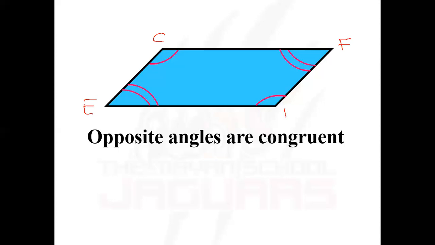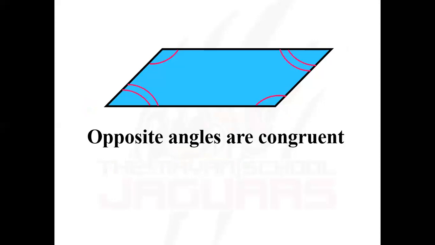So here we have four vertices. The vertices are the angles. It's exactly the same idea: angles E, C, F, and D. Here we can say that angle E is congruent with its opposite angle. In this case, the opposite angle is angle F. So angle E and angle F are congruent. And also angle C and angle D are opposite. Therefore angle C is congruent with angle D. And this is the property: opposite angles are congruent.